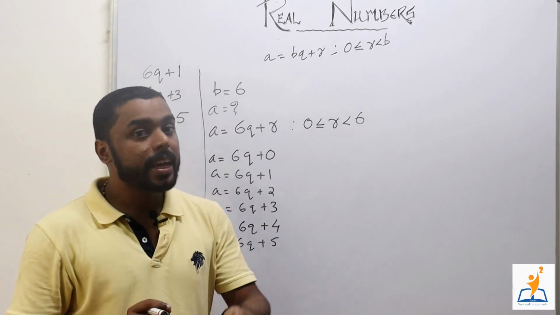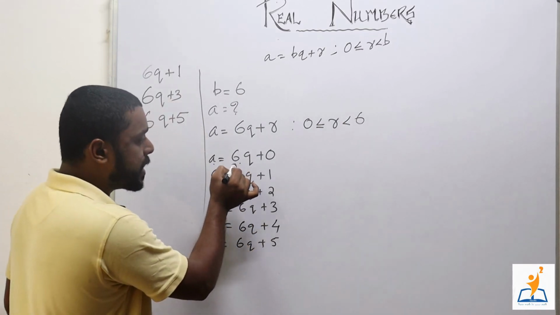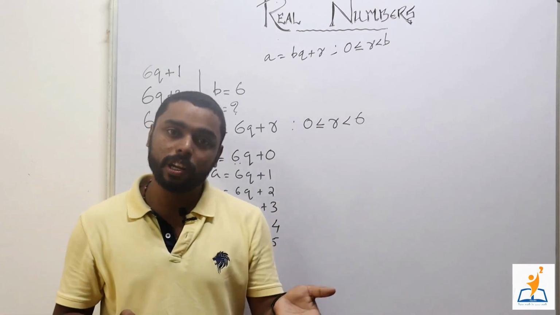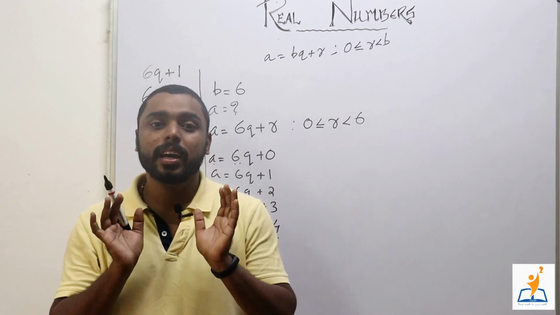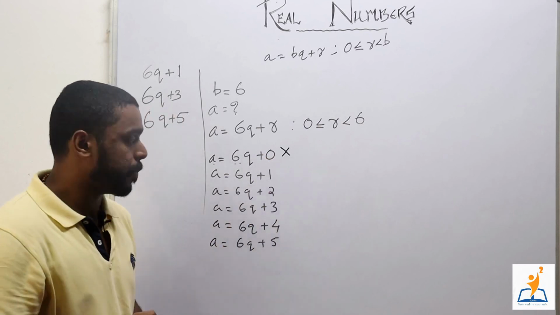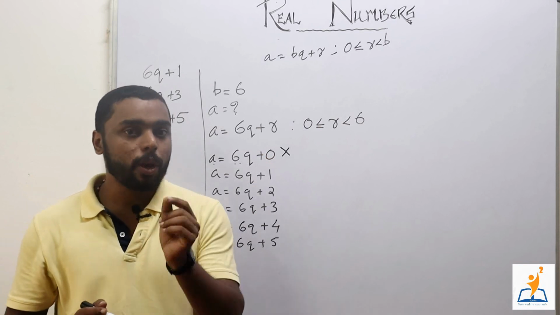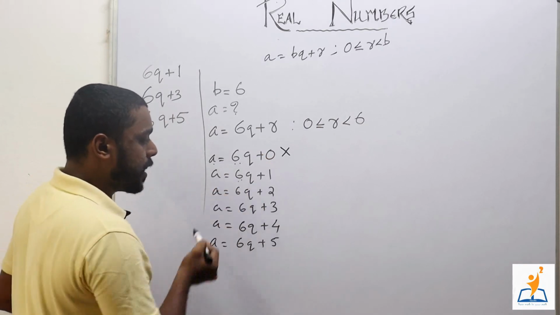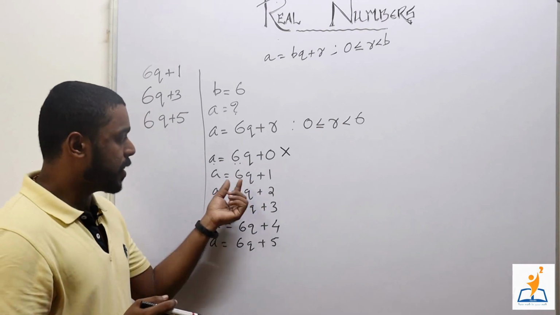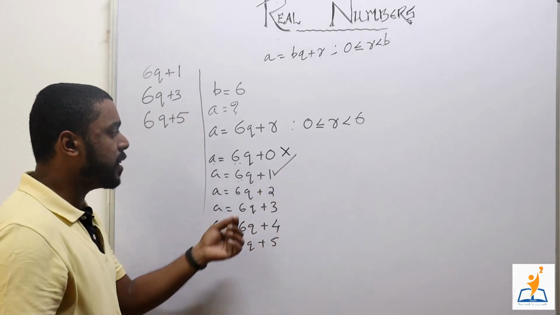Now our question is, a is a positive odd integer. See, a is equal to 6q. 6 is an even number, and whatever q be, an even number multiplied by an odd number or an even number will result in an even number. So it is an even number, so a is not an odd number here. In 6q plus 1, it will definitely be an odd number, because 6 is even, q is any number, then 6q will be an even number, and 6q plus 1 will be an odd number. So any positive odd integer can be represented in this form.